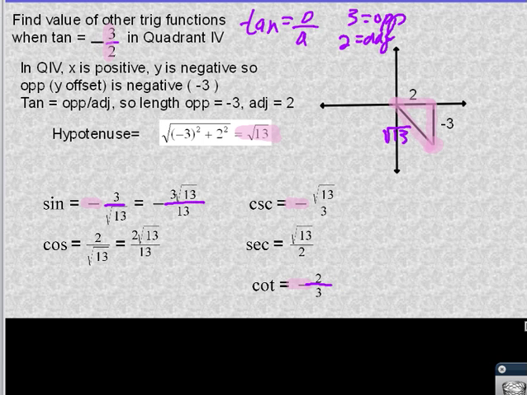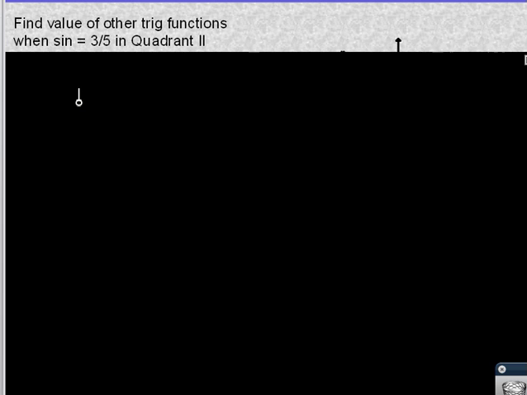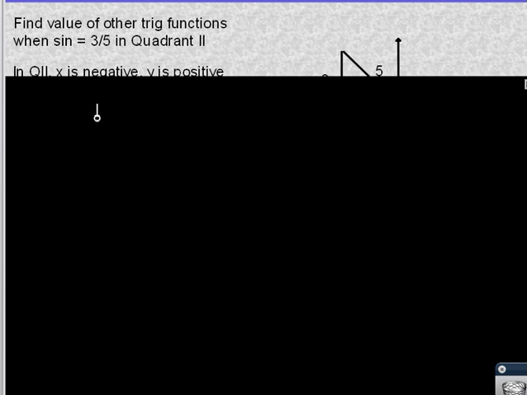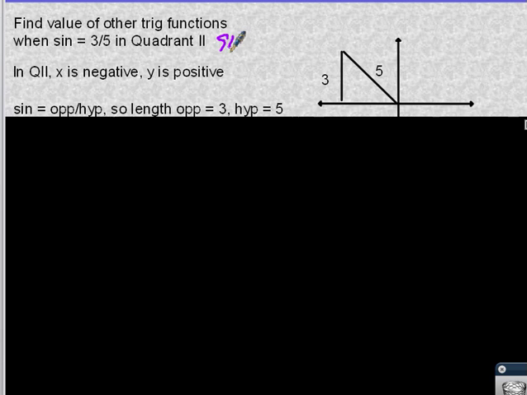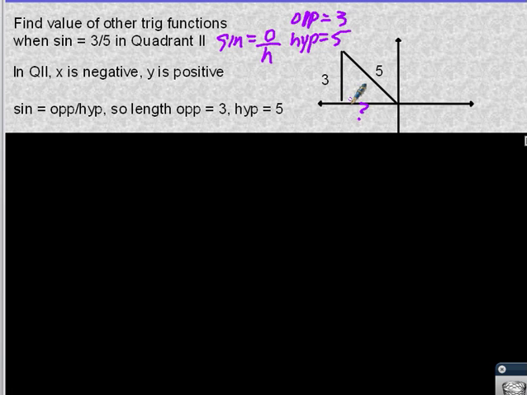All right, next example. Find the value of the other trig functions when sine is equal to 3/5 in quadrant 2. So I'm going to draw the triangle. Sine is opposite over hypotenuse, so that means my opposite length is equal to 3 and my hypotenuse is equal to 5. So notice this time we're given the hypotenuse, and what we need to find is this. Notice it's in quadrant 2. That means whatever value we get, it's going to need to be negative. So we're going to find this leg and put a negative sign in front of it.